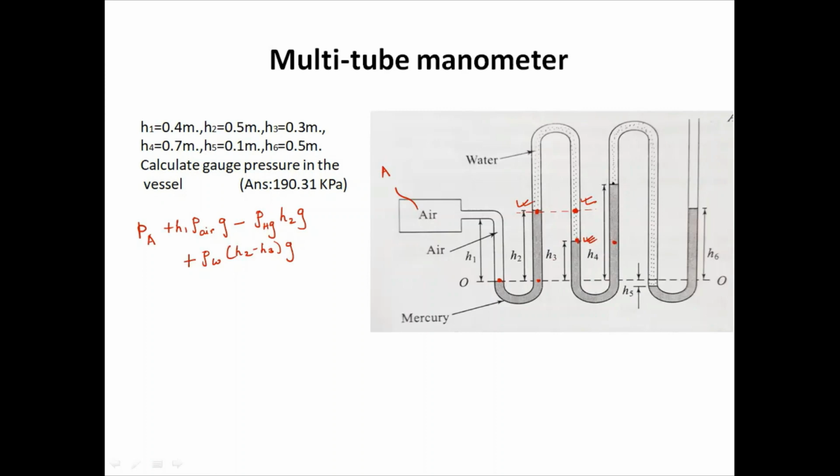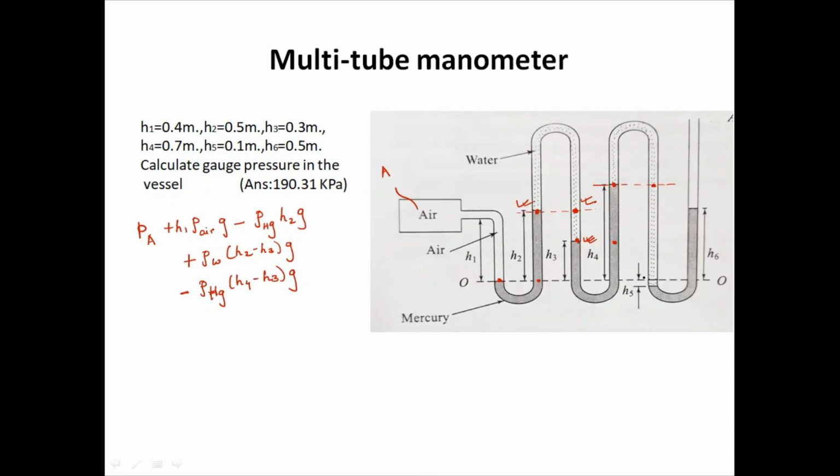Now we are interested in finding out the interface here. Here the pressure is going upside. How much up? H4 minus H3. So minus rho Hg, H4 minus H3. That is the pressure here. The same pressure at the same level. So in this zone, this is the pressure.